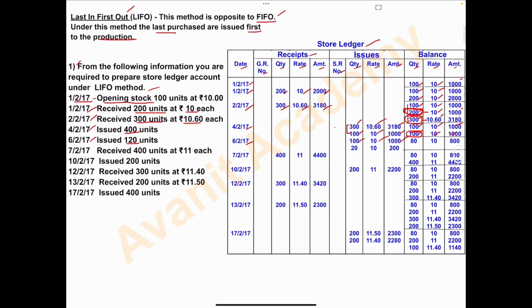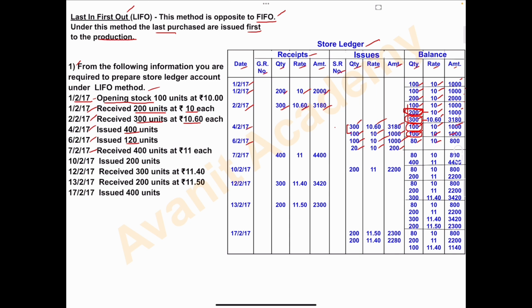Again, they have to issue 20. Total 120 we have to issue, 100 we have issued, and remaining 20 will take from this 100. Right here 20, rate per unit is same 10, and the amount is 200. Write the balance. From this first 100 we have issued 20. So 80 units are remained at the rate 10, and the amount is 800. And this 100 we have issued. Close this.